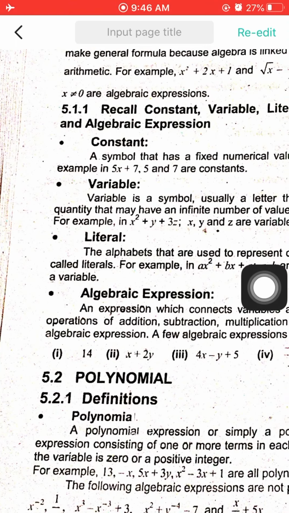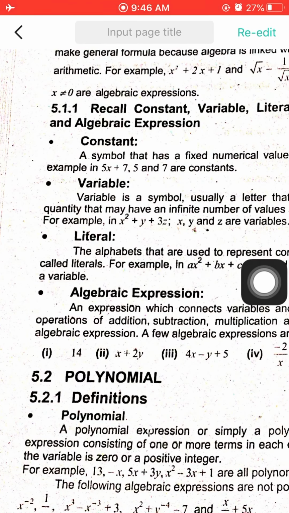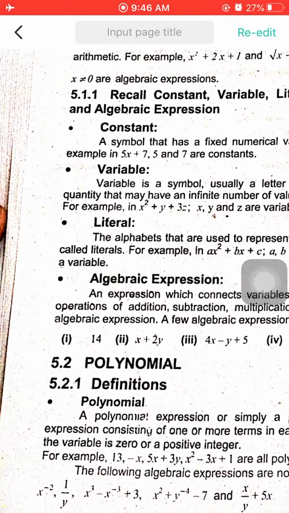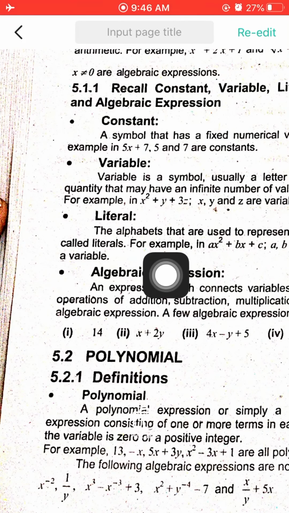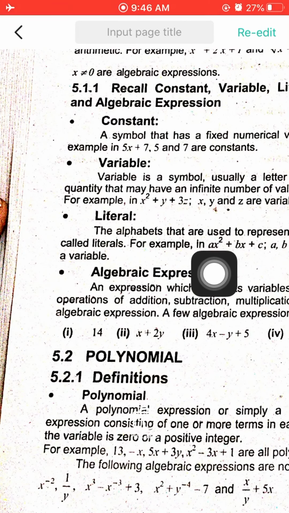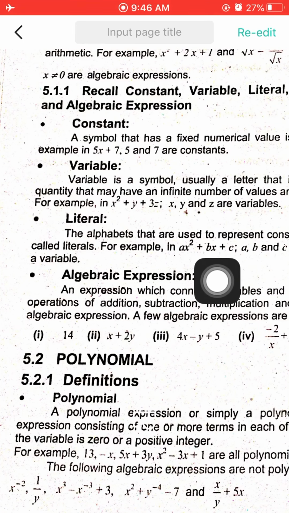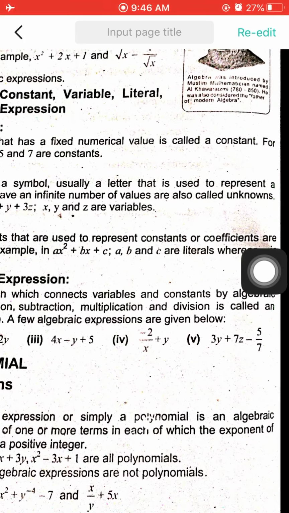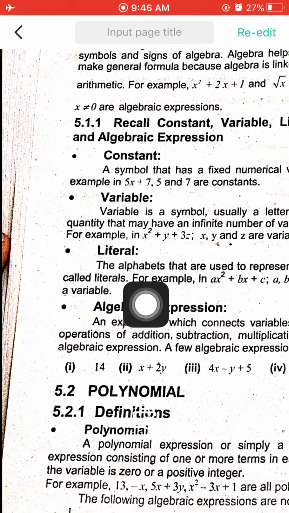Literals: the alphabet letters that are used to represent constants or coefficients are called literals. For example, in ax square plus bx plus c, a, b, c are called literals, where x is called the variable.